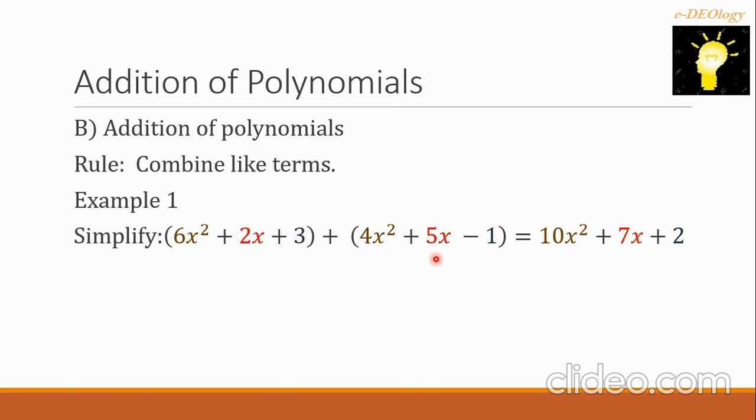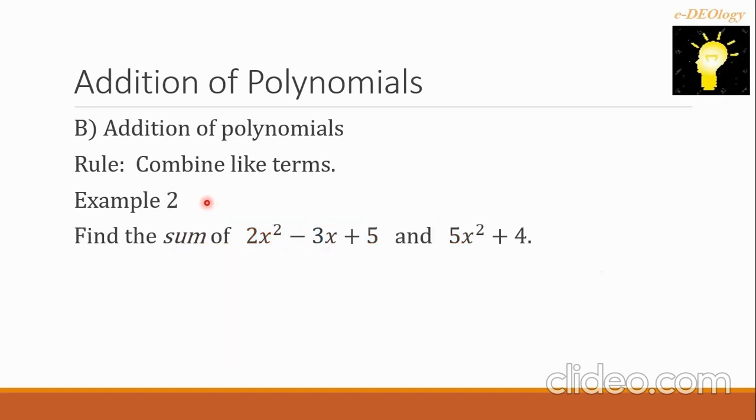So we add the numerical coefficients. 2 plus 5 gives us 7. And we copy the x. And for the constants, here is 3. In the second group, there is negative 1. So 3 combined to the negative 1 will have the positive 2. So the final answer is 10x squared plus 7x plus 2.